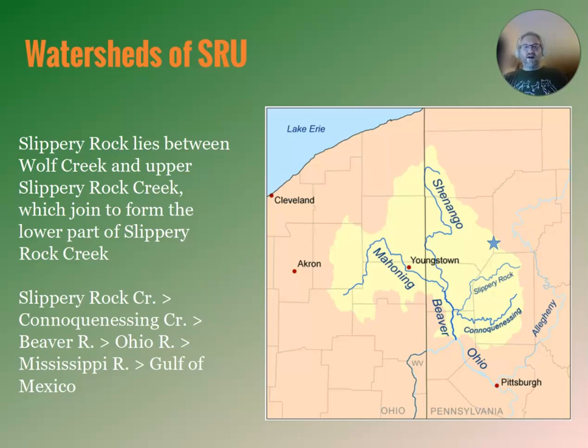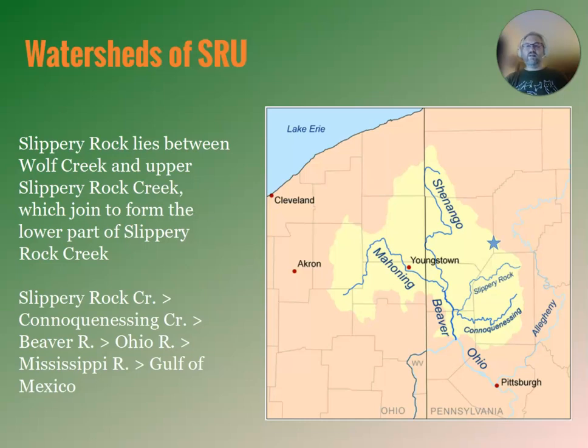So the town of Slippery Rock and the university lie between Wolf Creek and the upper part of Slippery Rock Creek. Wolf Creek isn't shown on this map here, but you will have seen it when you were looking at the topographic map of Slippery Rock. We've got Wolf Creek flowing kind of to the west of the town of Slippery Rock. We've got Slippery Rock Creek flowing to the south. So the town is kind of in between those two creeks.